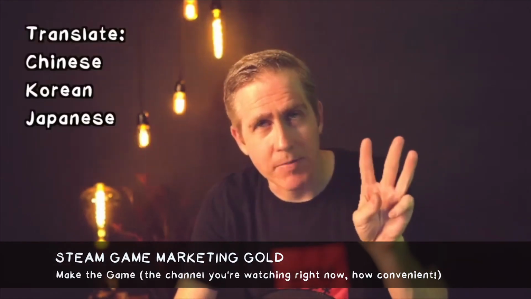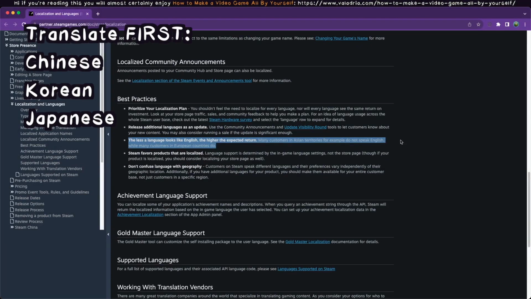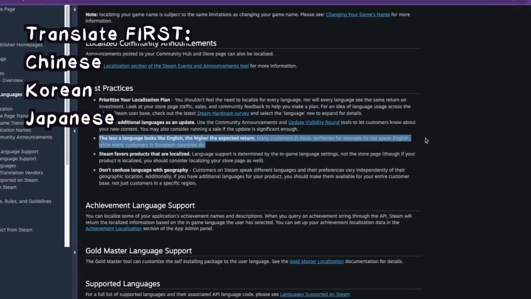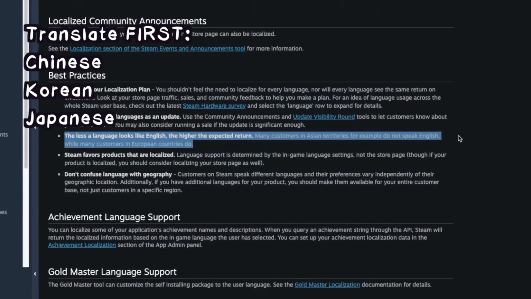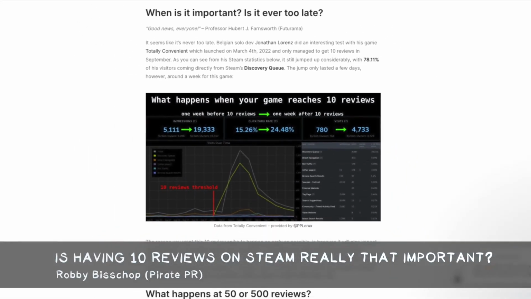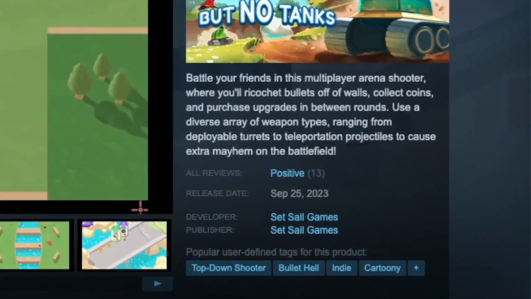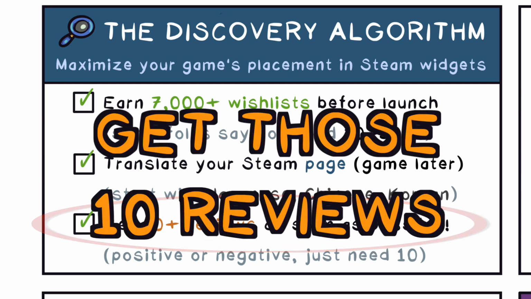The advice from Valve is to translate to Chinese, Korean, and Japanese first. Here's a quote from Steamworks documentation, Localization and Languages. The less a language looks like English, the higher the expected return. Many customers in Asian territories, for example, do not speak English, while many customers in European countries do. Once your game hits 10 or more reviews, Steam includes it in more places. Simple. Ideally, they're all positive reviews, but that's not necessary. If Steam detects 10 reviews, it'll include your game in more places. So gather your friends and fans and get those 10 reviews.